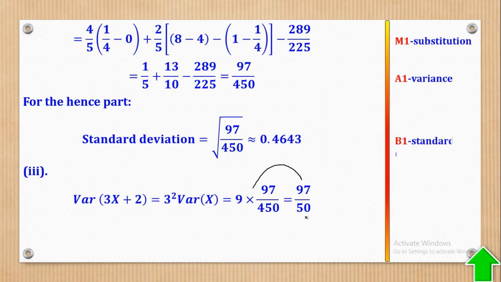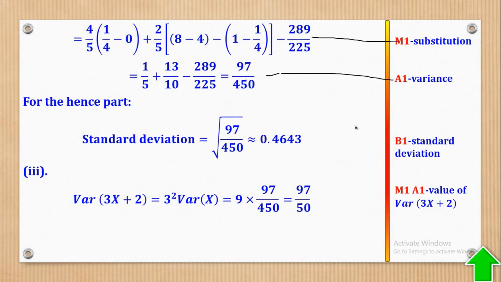Now let's see how marks can be awarded. M1 for substitution, A1 for variance, then B1 for standard deviation, M1 for substitution, A1 for variance.